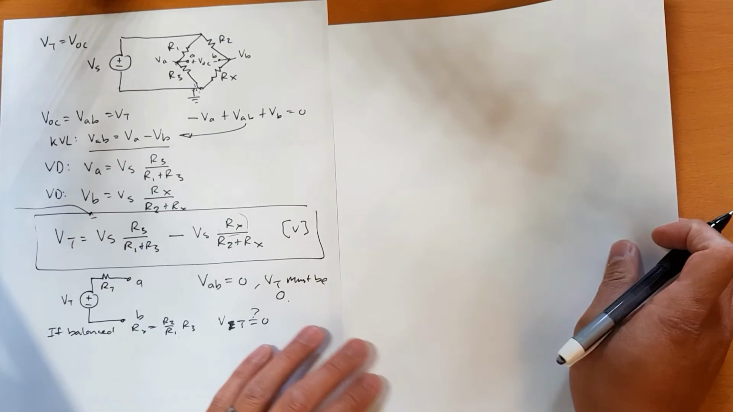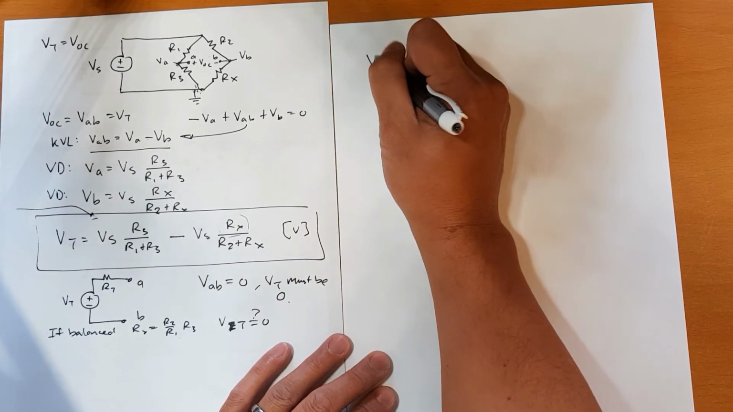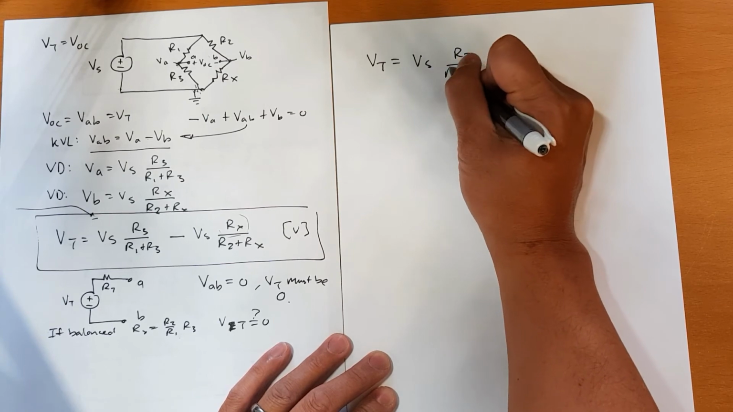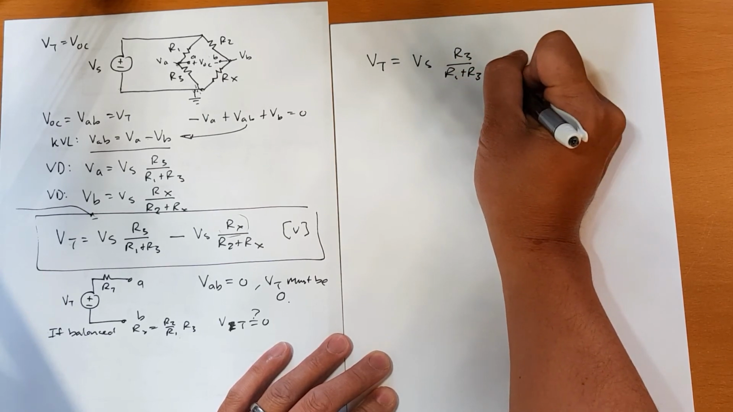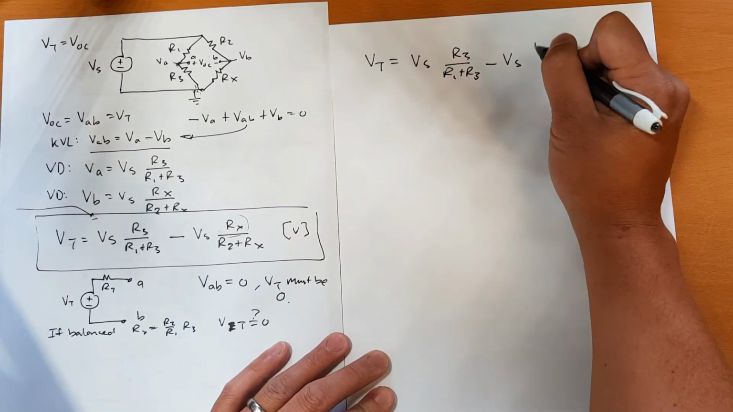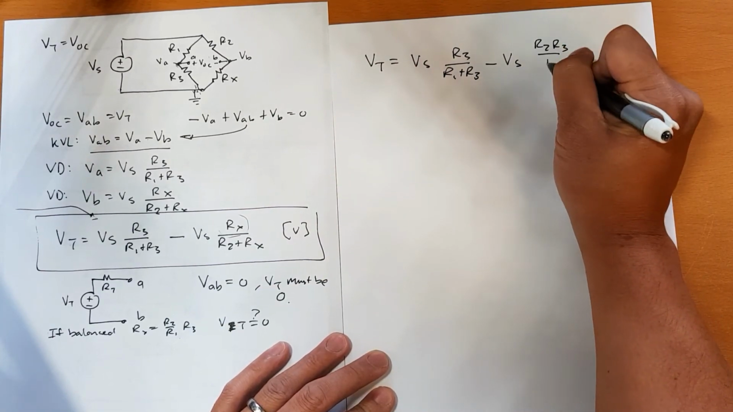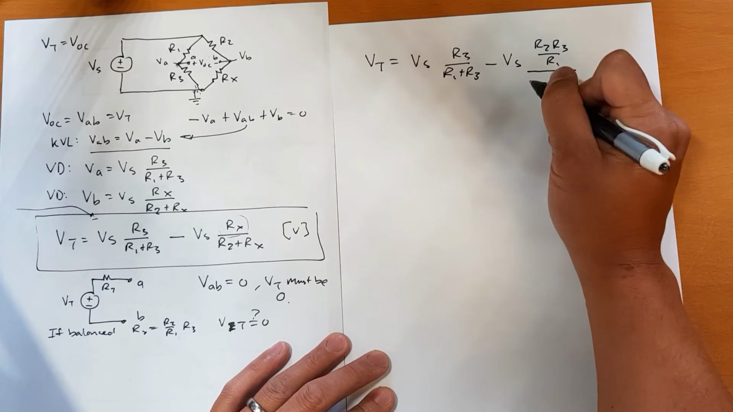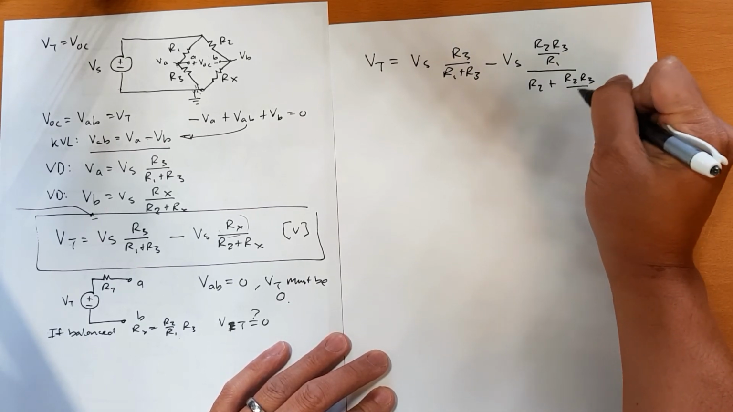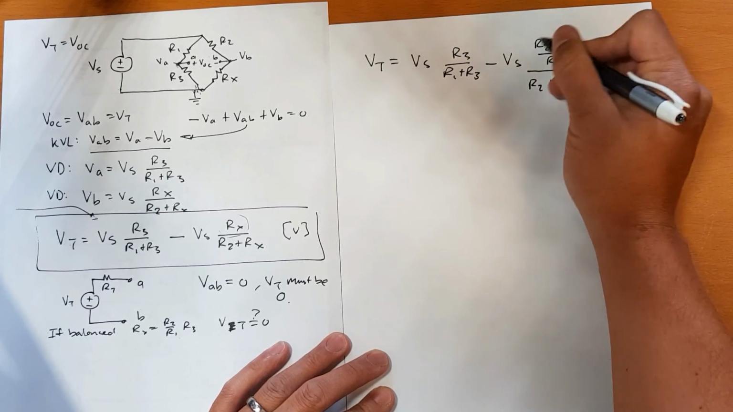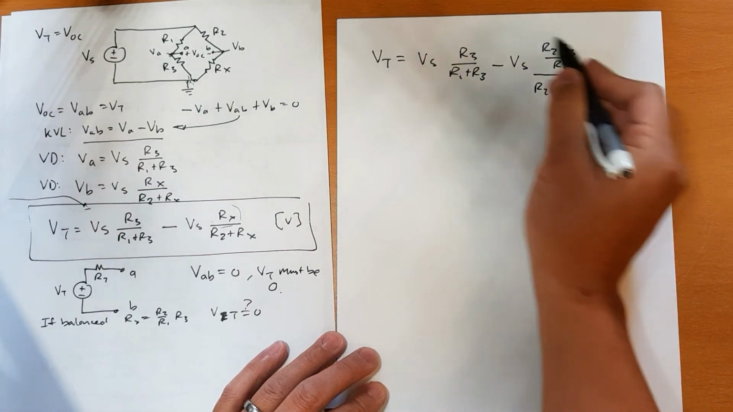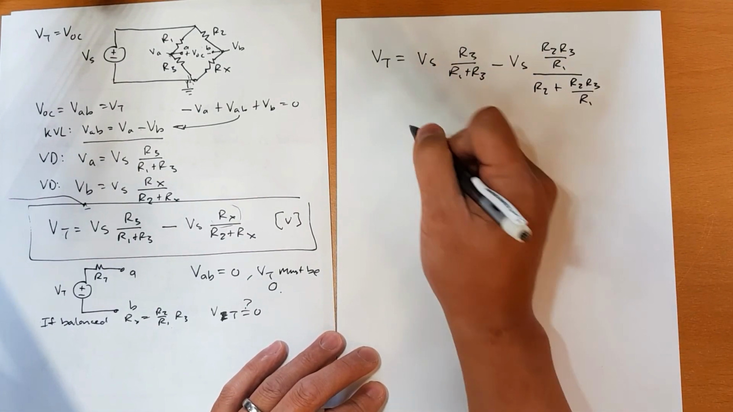Okay, so we're going to take VT is equal to VS R3 over R1 plus R3 minus VS. And now we're going to plug in this relationship for Rx. So it's R2 R3 over R1 divided by R2 plus R2 R3 over R1. All I did was take that Rx and replace it with that known relationship for balanced. Okay. Now it's just a matter of algebraic crunching. So let's see what we get.